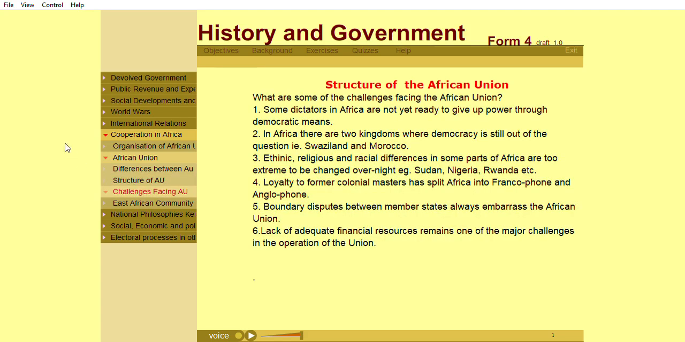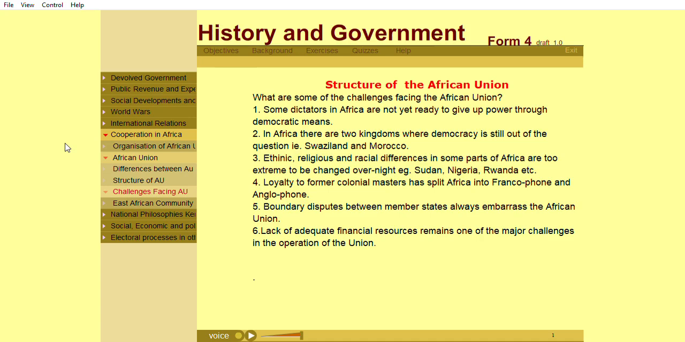What are some of the challenges facing the African Union? Some dictators in Africa are not yet ready to give up power through democratic means. In Africa, there are 2 kingdoms where democracy is still out of the question, that is, Swaziland and Morocco. Ethnic, religious, and racial differences in some parts of Africa are too extreme to be changed overnight. For example, Sudan, Nigeria, and Rwanda.